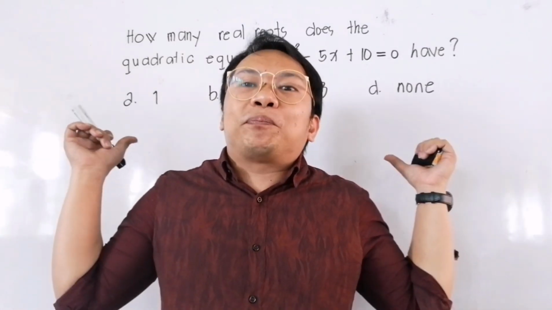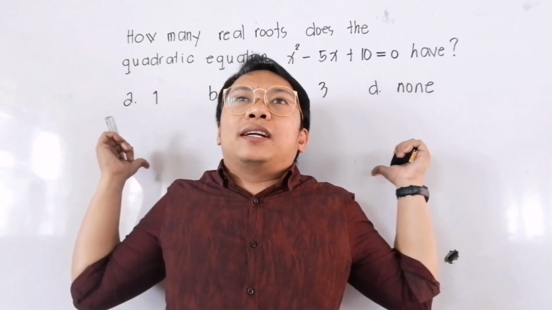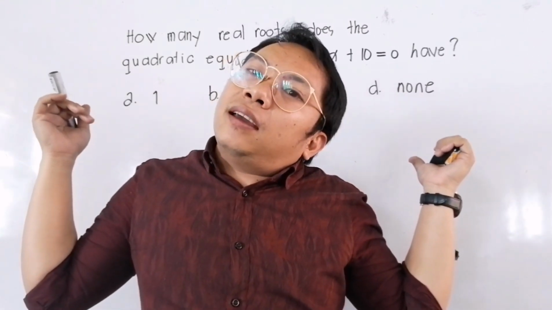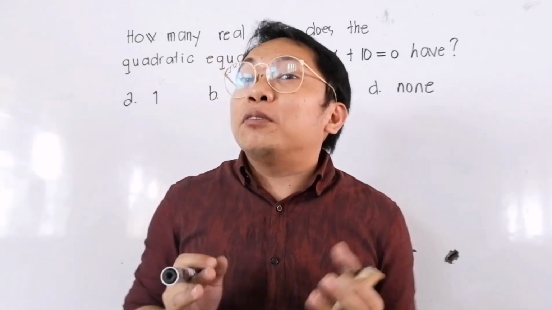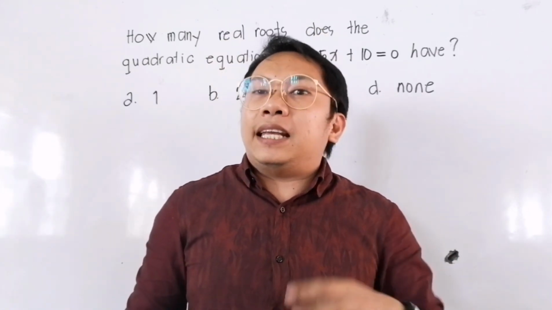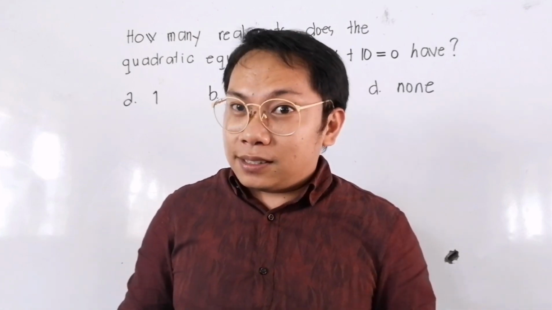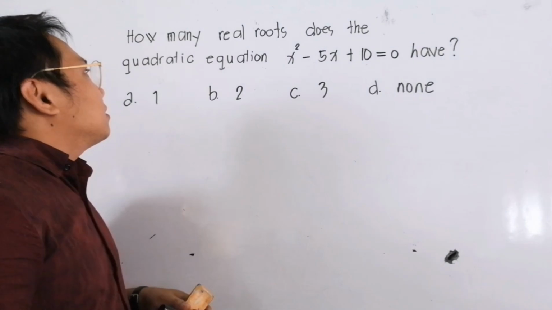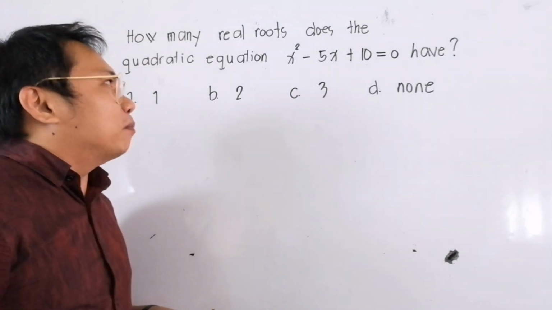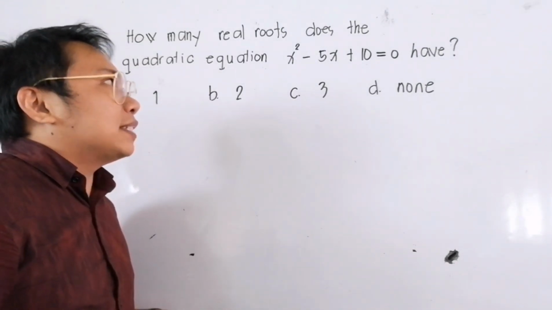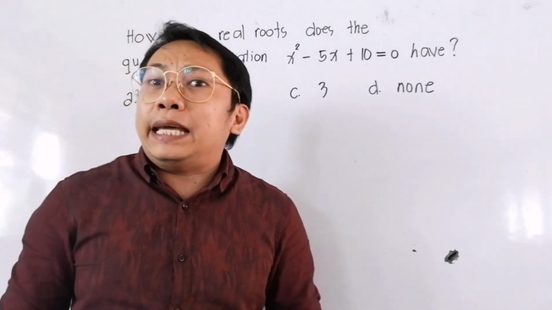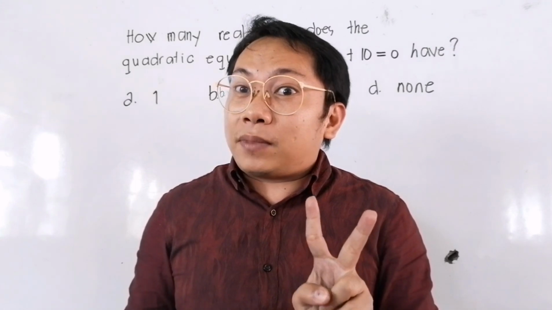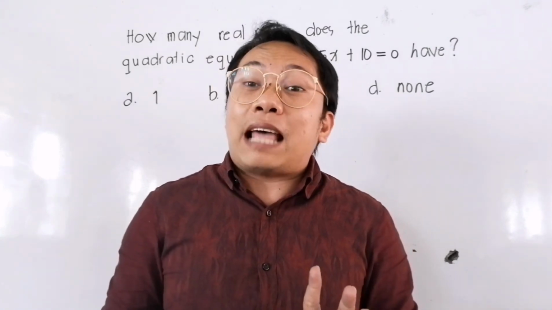So, this question here na nasa likuran ko is one of the easy but confusing questions in entrance exams and colleges. The question goes: how many real roots does the quadratic equation x squared minus 5x plus 10 equals 0 have? You know that in a quadratic equation, you always have two roots, okay? Because the number of roots depends on the highest exponent.